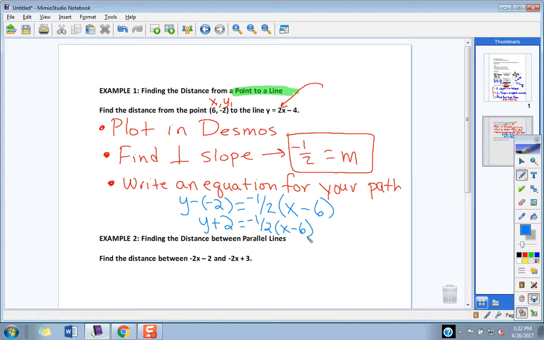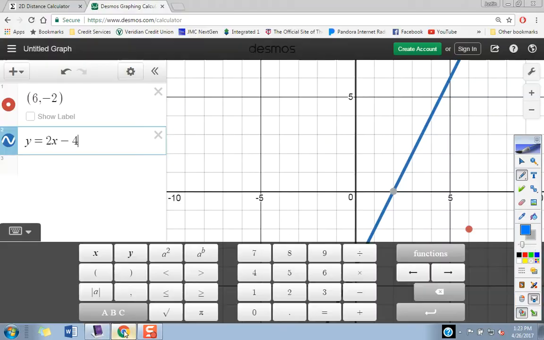Okay? We plotted everything that we had. We found our perpendicular slope. We wrote an equation for the path in point slope form. So let's plug that into what we already have in decimals. Have you guys got this part written down here? Good. I'm going to need help. Okay, so field 3. Help me, kids.